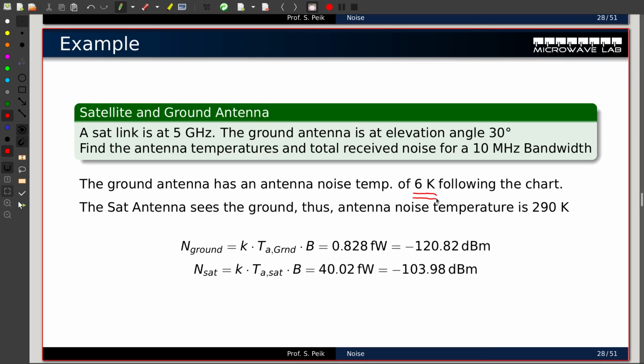Anyways. Now we can calculate the antenna noise temperature on the ground and on the satellite. On the ground, we have our k value times my ground temperature, which is 6 Kelvin, times my bandwidth, which is 10 megahertz. That gives me 0.828 femtowatts. And converting this gives me minus 120.8 dBm.